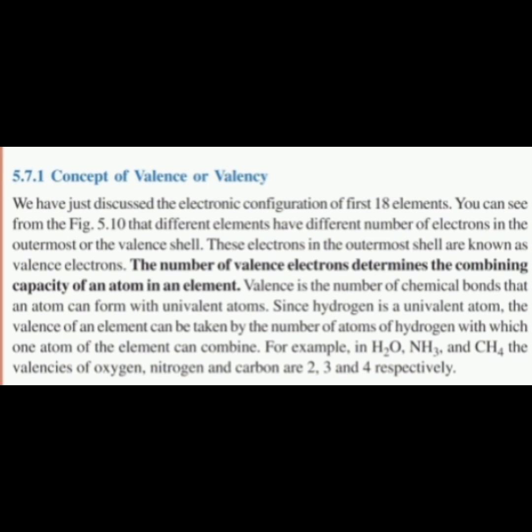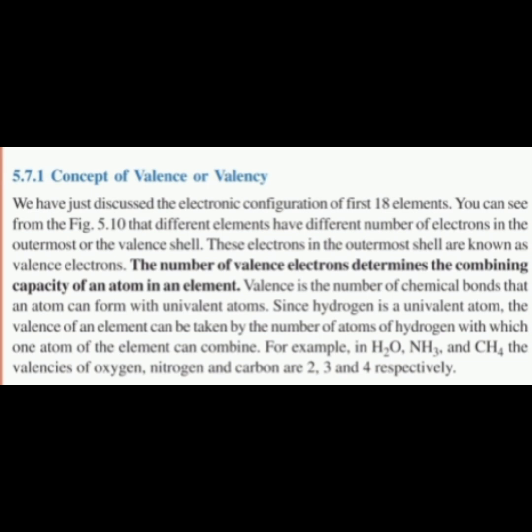Valence is the number of chemical bonds that an atom can form with a univalent atom. Since hydrogen is a univalent atom, the valence of an element can be taken as the number of hydrogen atoms with which one atom of the element can combine. For example, H2O, NH3 and CH4: the valencies of oxygen, nitrogen and carbon are 2, 3 and 4 respectively.